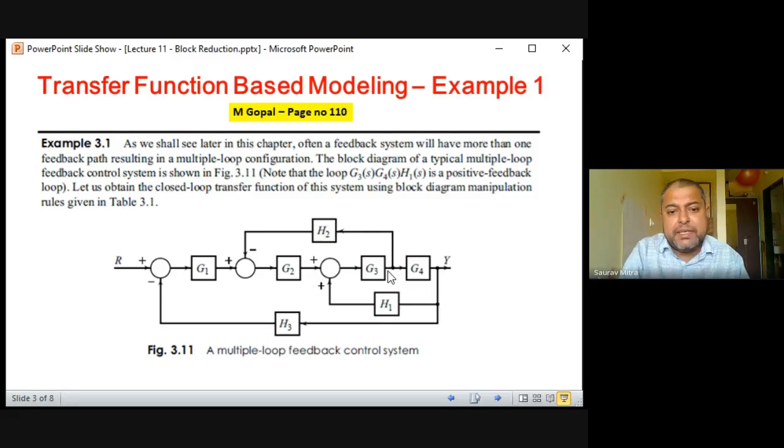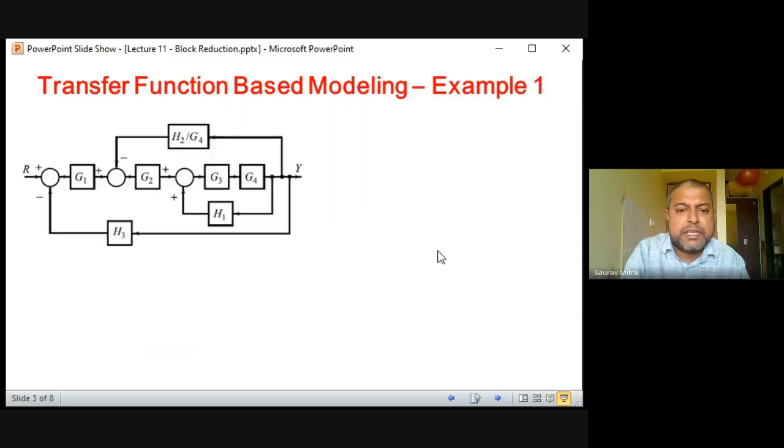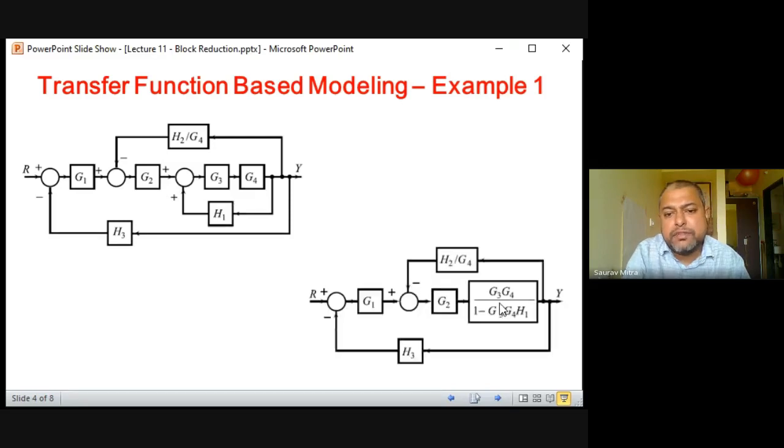So G3, G4 thing you have taken outside, and it has been divided with G4 that we have seen. And now you can see this loop is very open. Okay, so what is this loop? Next you have to solve for this loop. So this is G3, G4 divided by 1 minus G3, G4, H1. So you can find it here.